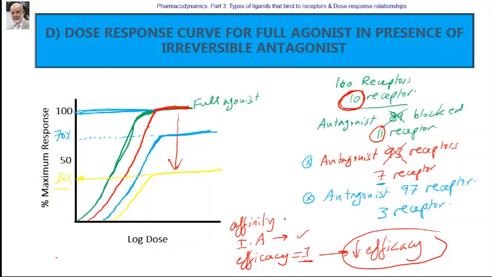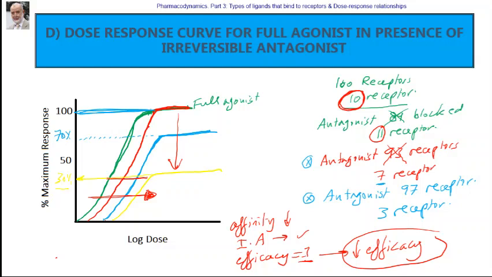And the affinity decreased, though that is not that important. Even the affinity, as you can see, shows a shift of the dose response curve to the right. Not a very strong shift as we have seen with the competitive antagonism, but still some shifting of the dose response curve to the right. That means we need a larger dose of the agonist to produce the same effect.